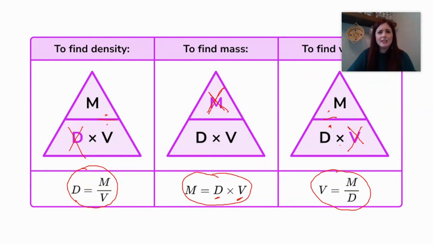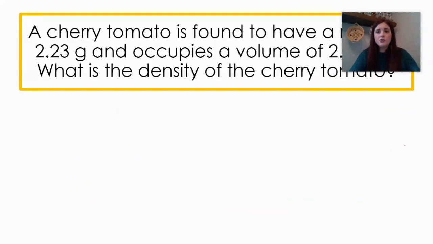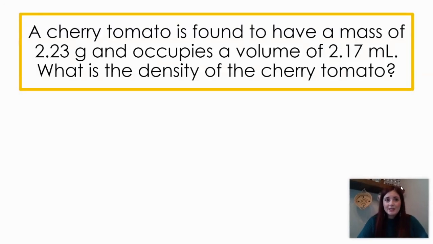Let's do two density examples together. So the first one is, let me move my picture one more time. Here we go. It says a cherry tomato is found to have a mass of 2.23 grams and occupies a volume of 2.17 milliliters. What is the density of the cherry tomato? What I like to do when I'm solving problems is list all of the variables that I'm given, and try to figure out what it is I'm trying to find. I think it organizes the information very nicely.